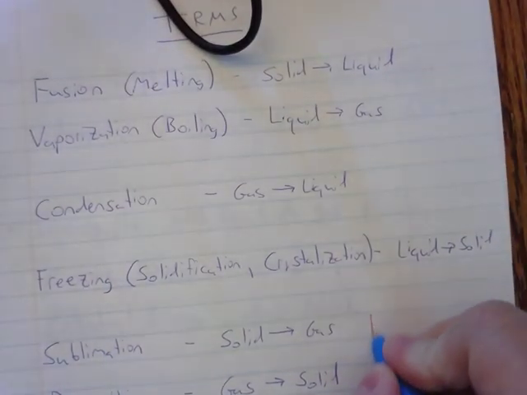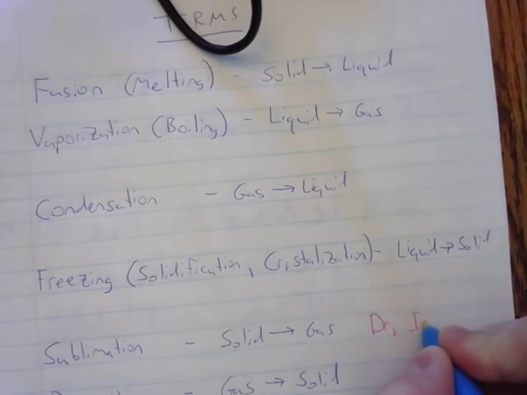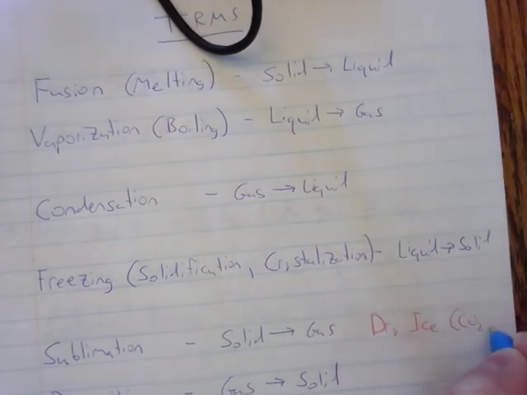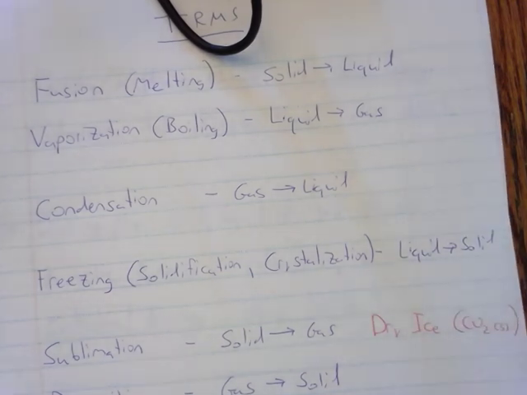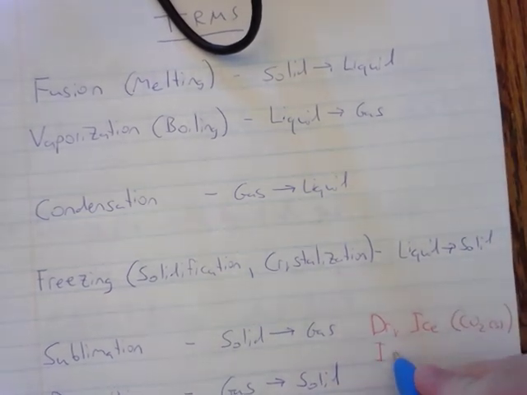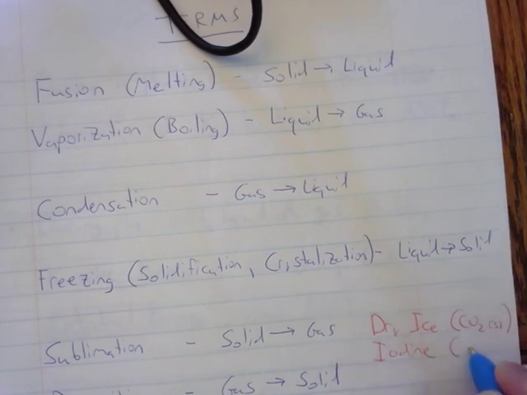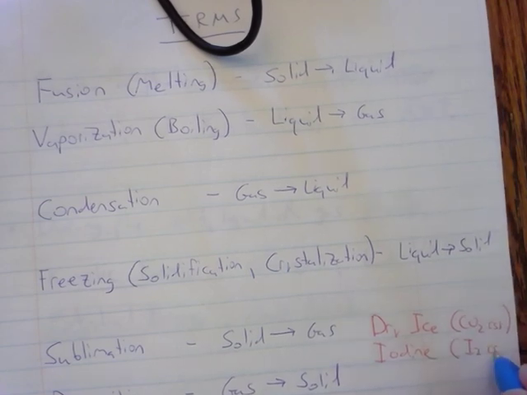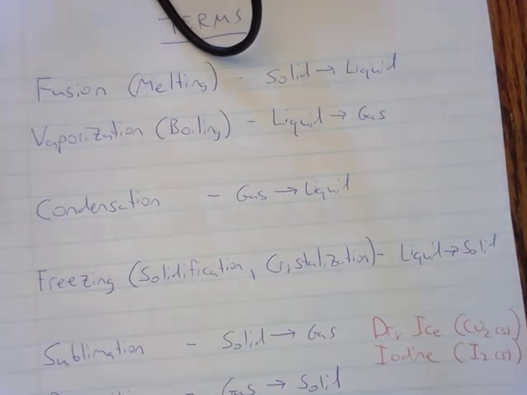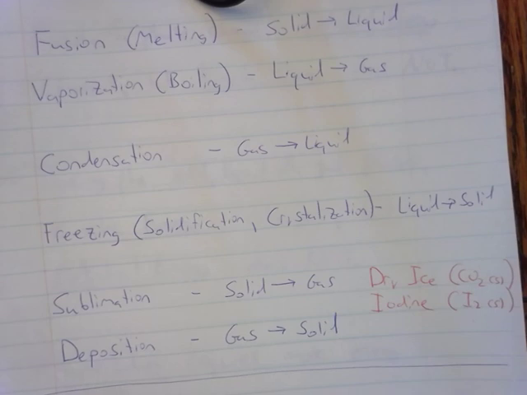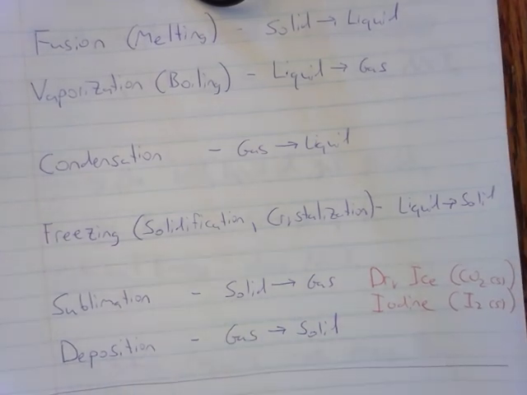The ones that can sublime are dry ice, which is also known as carbon dioxide in the solid form, and iodine, which is the formula I2, again, in the solid form. Dry ice and iodine are two substances that can sublime at room temperature. So please make a note of that and memorize those two substances, the two substances that naturally sublime. The opposite of sublimation is deposition. That means going from gas directly to solid.